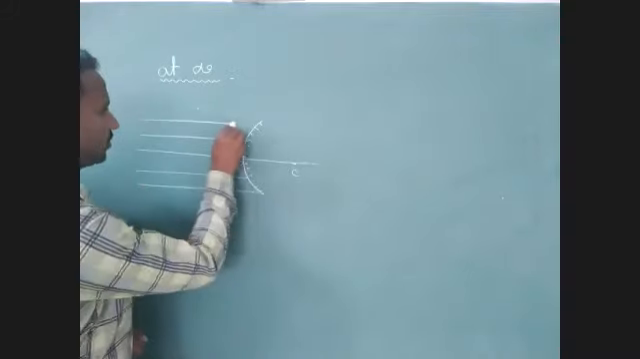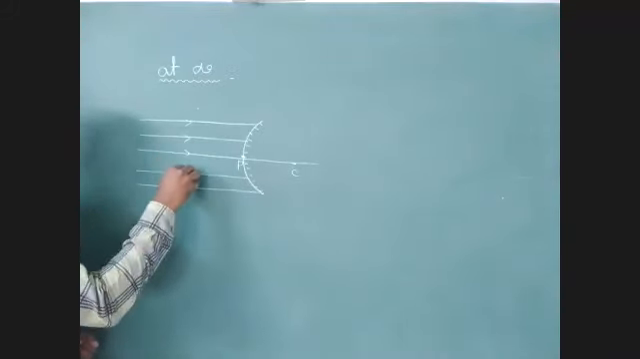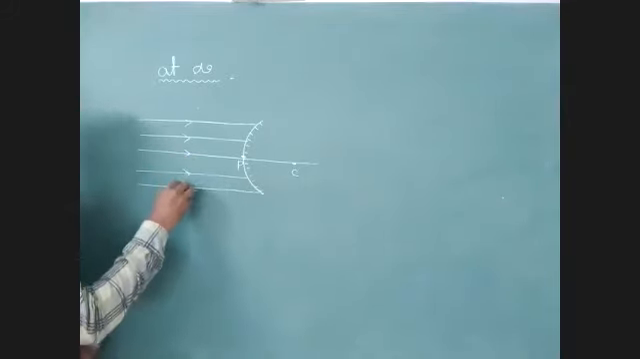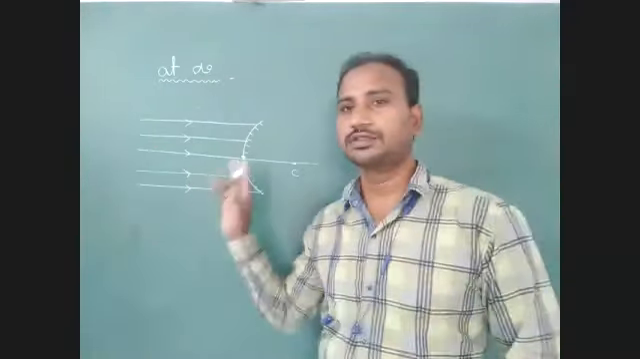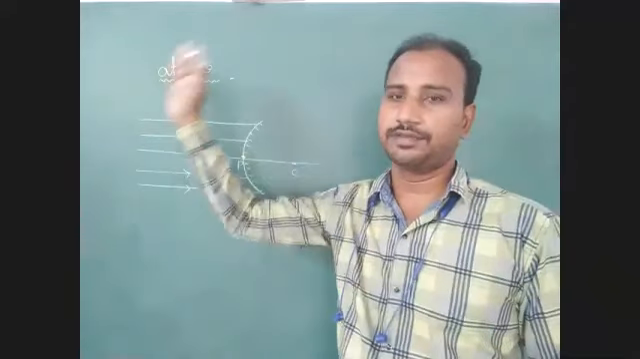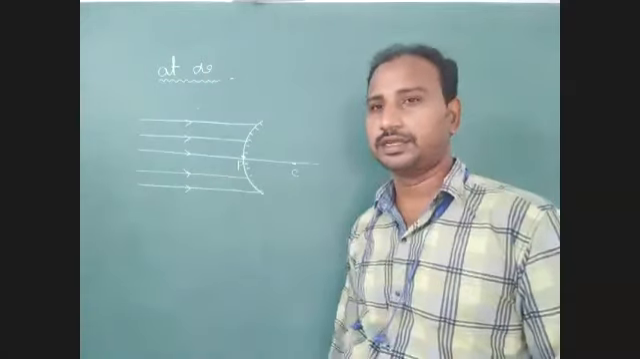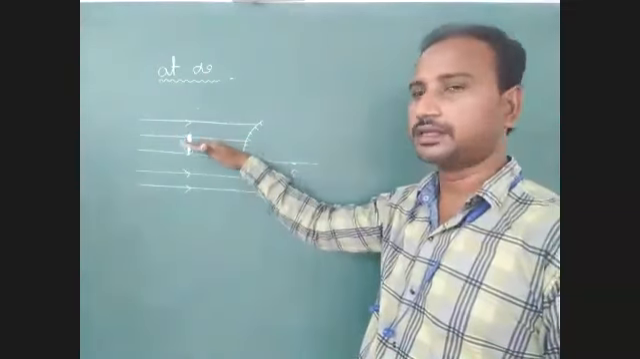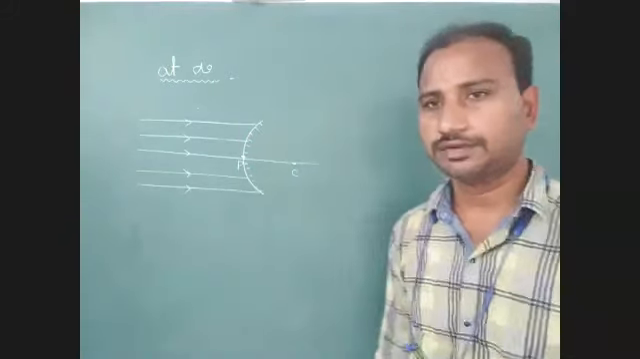These parallel beam of light rays are coming from infinity distance, from a source of light at infinity distance. Here consider the source of light exactly at infinite distance. Then that source produces a parallel beam of light rays, parallel to the principal axis and incident on the reflecting surface.